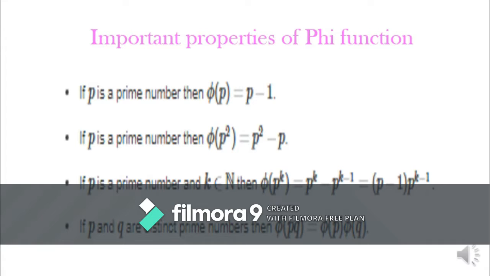Properties of phi function is, if P and Q are distinct prime numbers, then the totient of P and Q is equal to the totient of P multiplied by the totient of Q. As what I have said earlier, the Euler's Totient function is a multiplicative function. Okay?